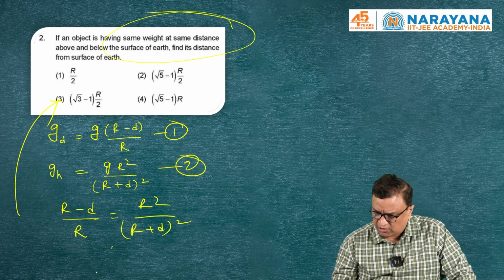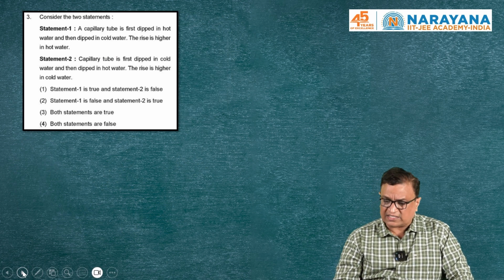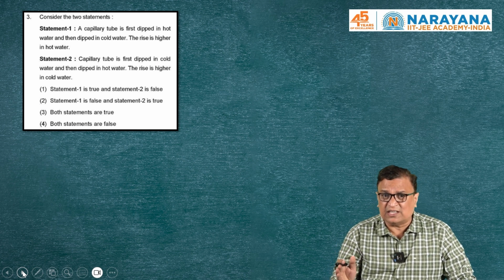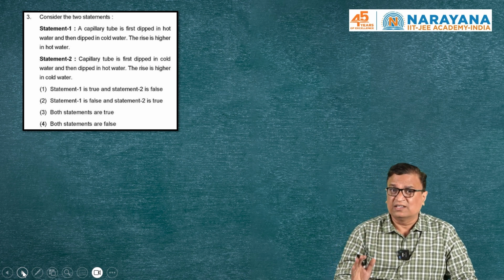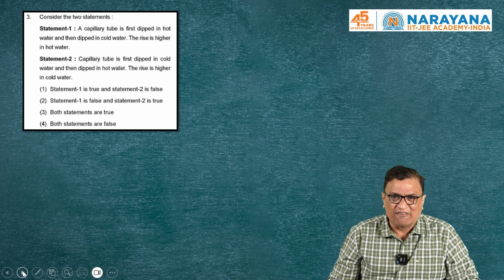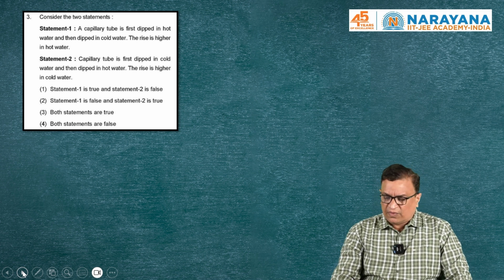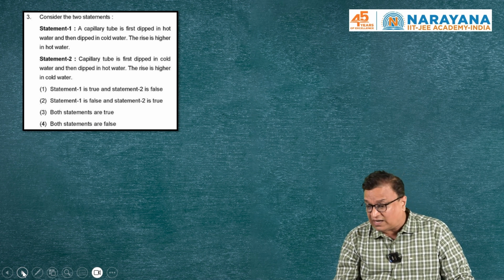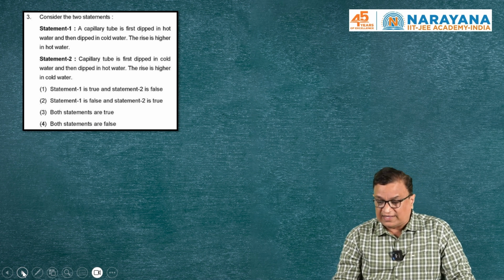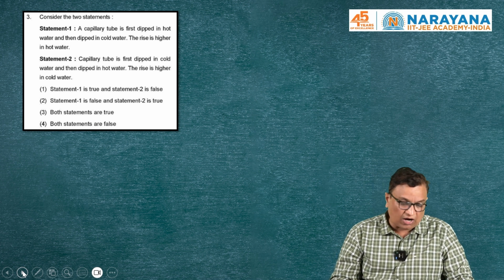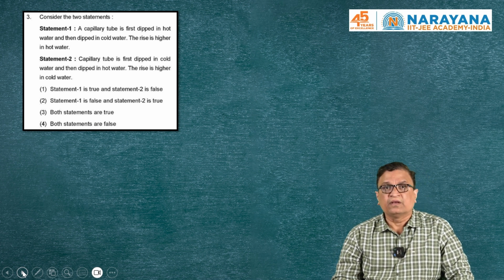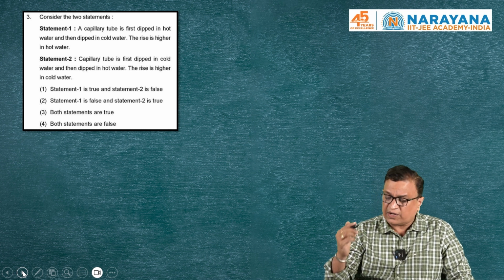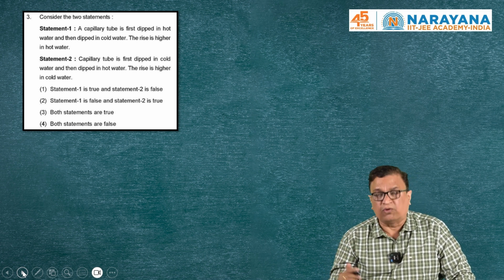Right. Now, we will proceed to the next question. It is a theory based question. This is the third time this question has arrived in the last 3 sessions. Almost every session had this question. Now, what is the question? A capillary tube is first dipped in hot water and then dipped in cold water. The rise is higher in hot water. Similarly, a capillary tube is first dipped in cold water and then dipped in hot water. The rise is higher in cold water.